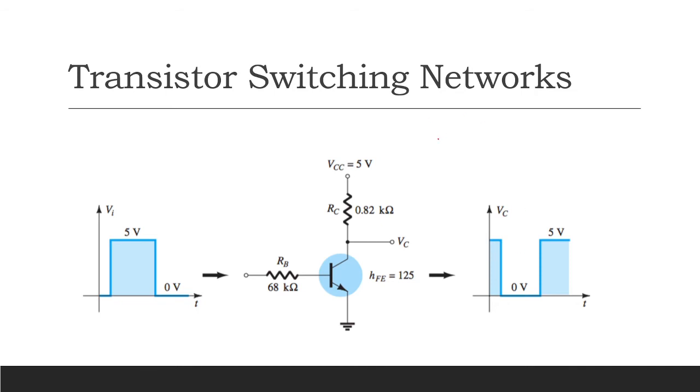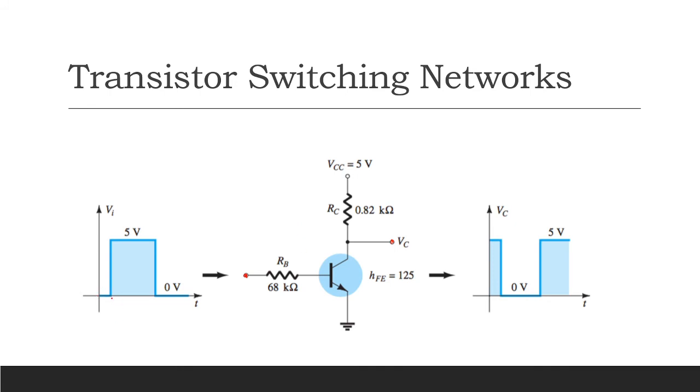Ayan. So, transistor switching networks tayo. Analyze muna natin tong circuit na to. We have an input voltage daw. Dito natin siya pinapasok. And then, we have an output na dito natin kinukuha, VC. Tapos, yung input natin is a square wave. Yung output natin is also a square wave. Now, analyze natin paano kaya nag-work tong circuit na to.